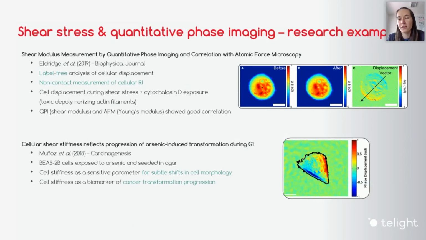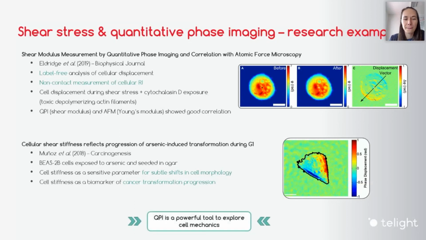And then they seeded the cells in agar. They measured cell stiffness, and they found out that it's a sensitive parameter for subtle shifts in the cell morphology, and also it can serve as a sensitive biomarker for the cancer transformation progression. So I think even just these research examples show that QPI is a powerful, non-contact and label-free tool for exploring cell mechanics.